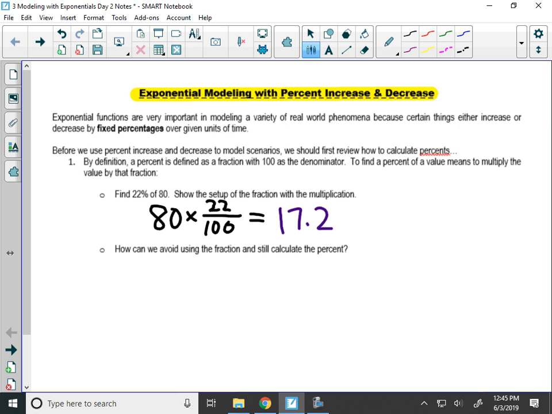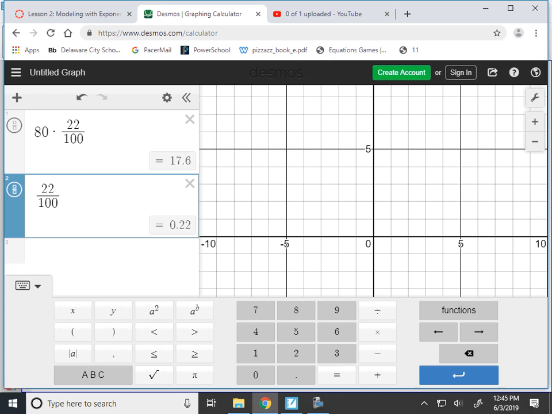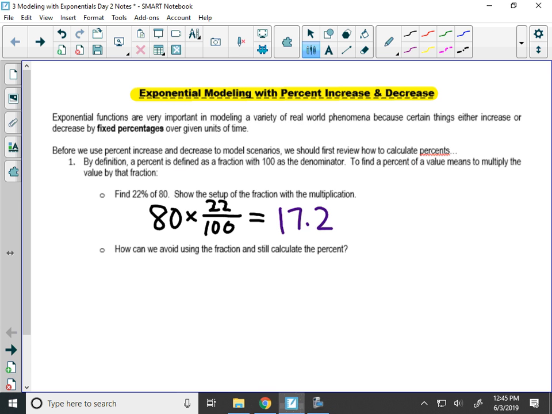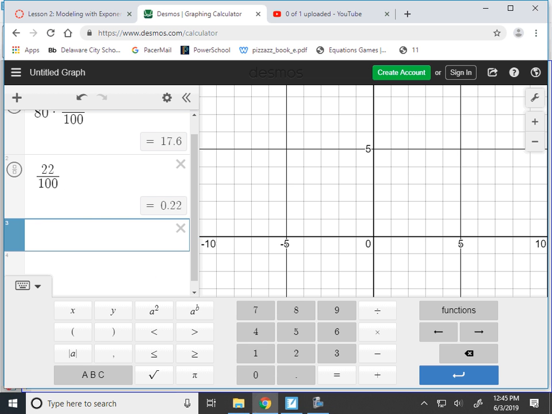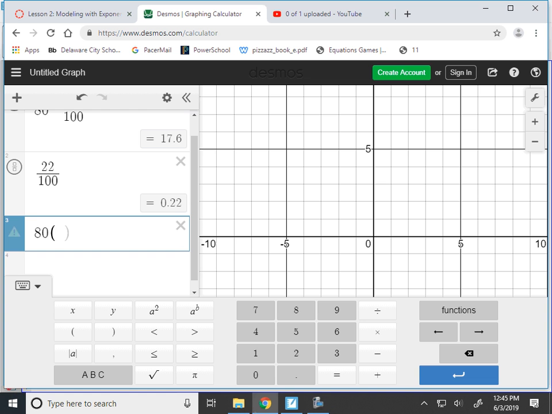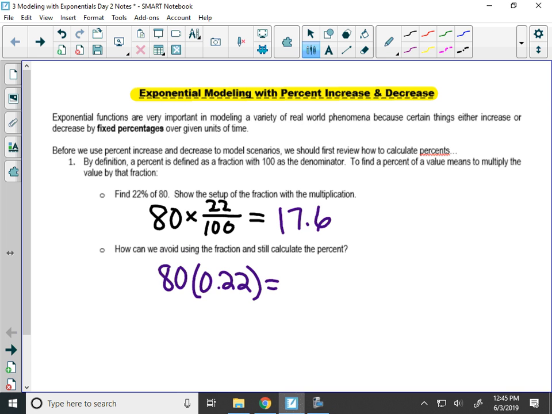Now we can avoid using the fraction and still calculate this percent. So let's turn 22 over 100 into a decimal. Well, I'm just going to use the box underneath. 22 over 100 is 0.22. So if I instead take 80 times 0.22, it should give me that same answer, 17.6. So let's try it. If we take 80 times 0.22, and it does, it gives me 17.6.